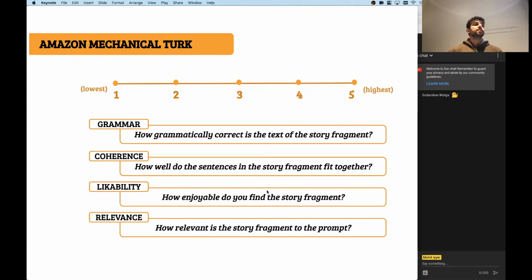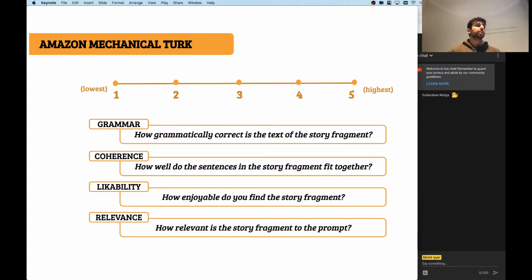So coherence is measuring if you have multiple sentences, how well do they fit together? Are they telling some logical narrative, or do they not make sense? Likability, of course, enormously subjective, but basically this is what you kind of want to evaluate in the end, right? Like, how enjoyable is this output to read? The problem is it's very subjective.